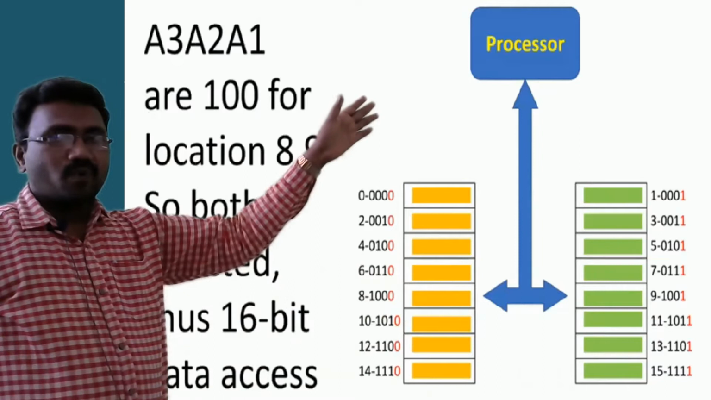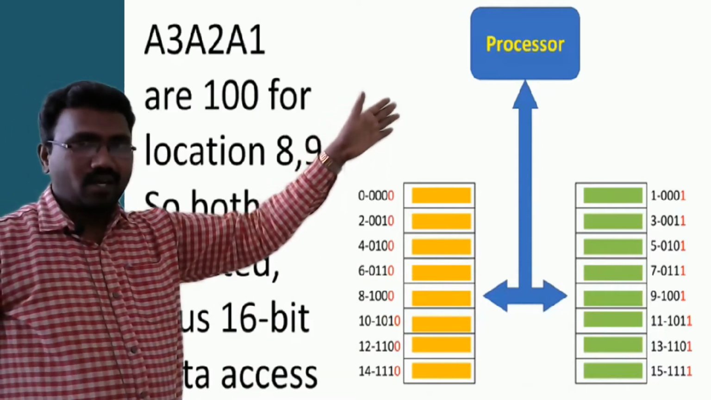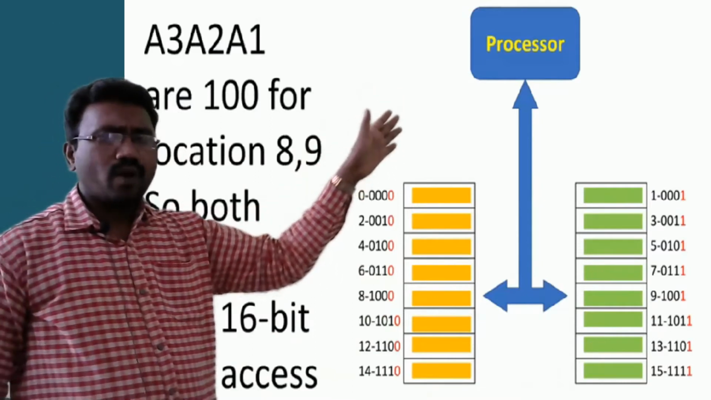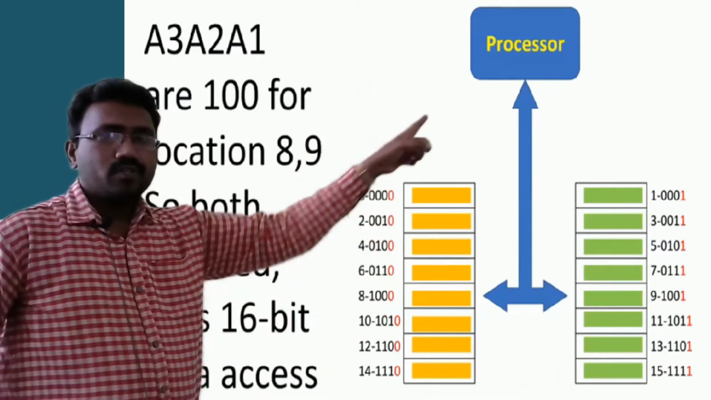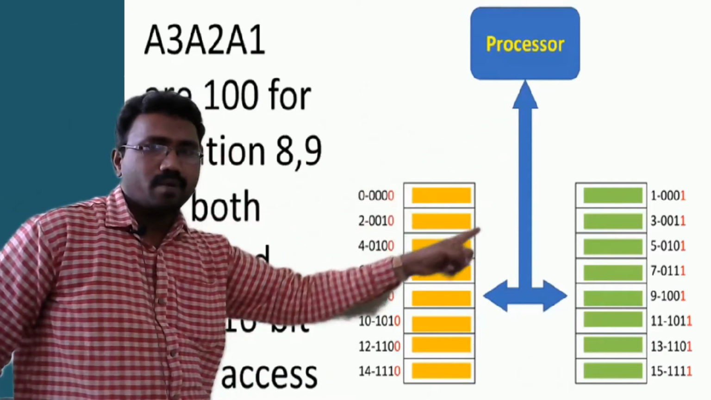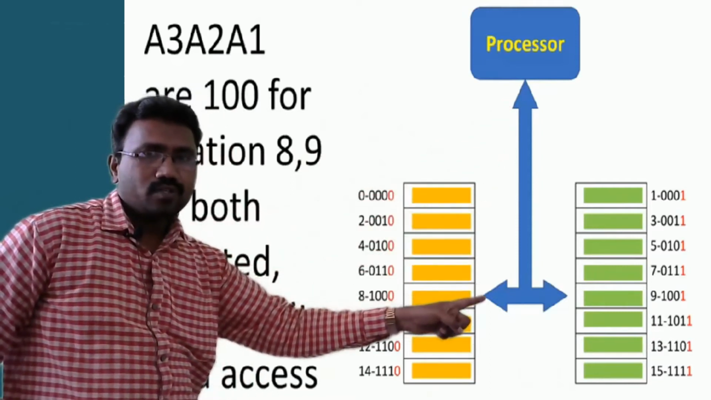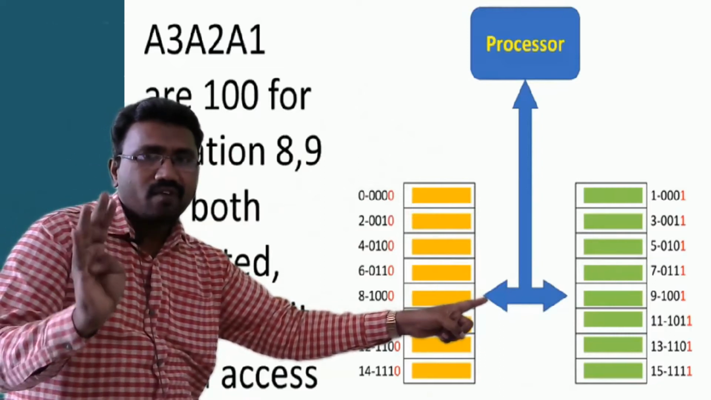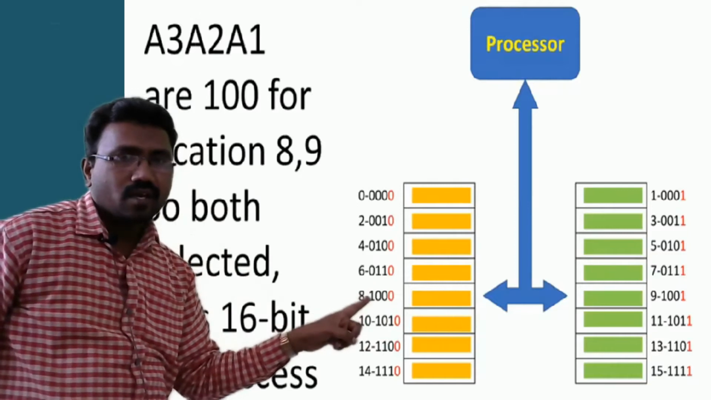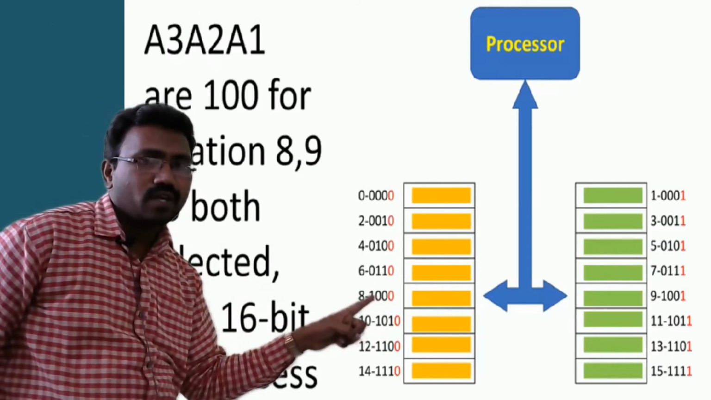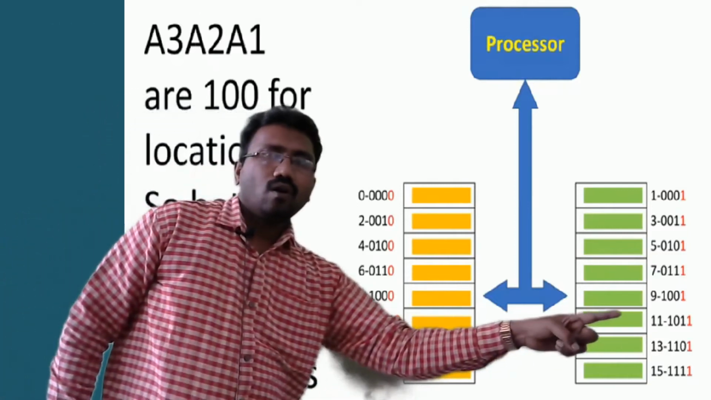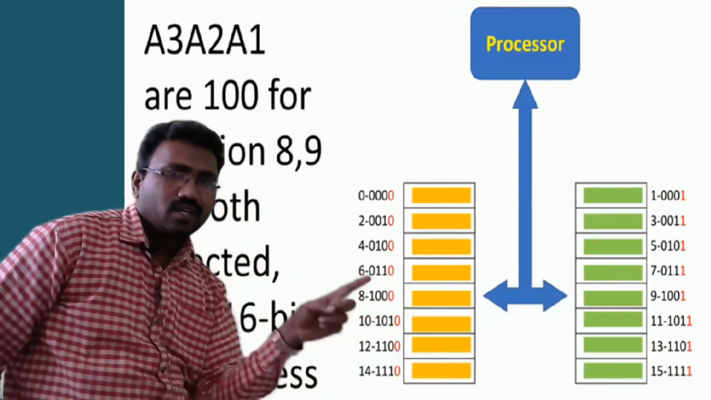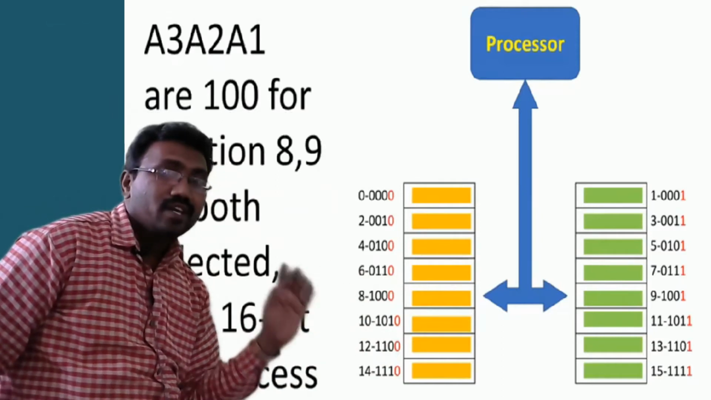Suppose the processor wants to access 16 bits of data from the 8th and 9th locations, it sends an address 10000. So 10000 is received by the memory banks. Here the banks are addressed by only A1, A2, A3. For the 8th location, and in the case of the 9th location also, A1, A2, A3 are common for the 2 location addresses.